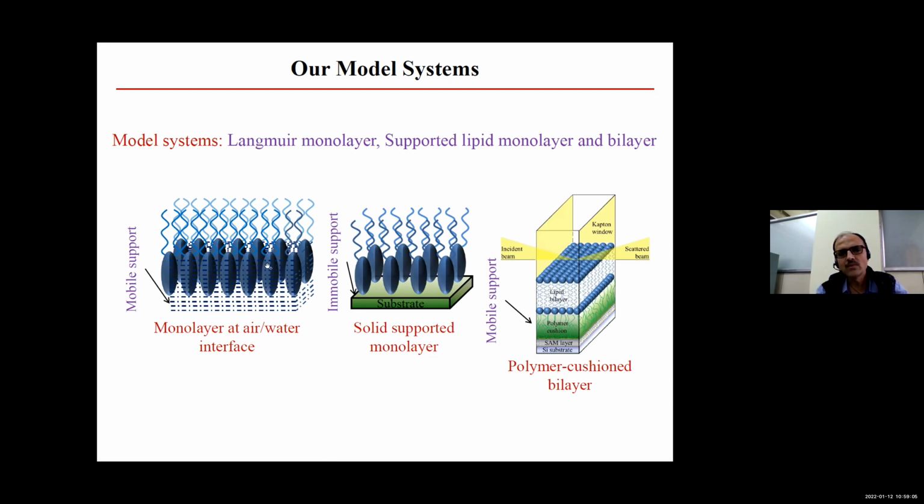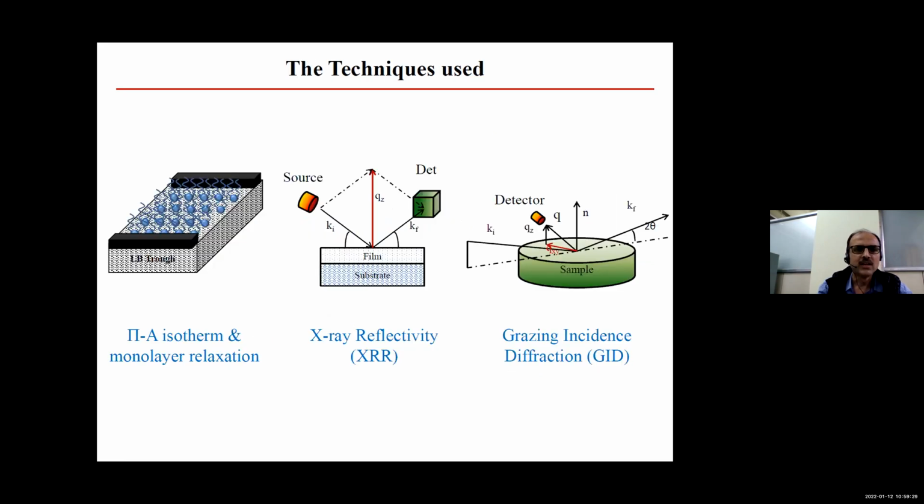And then we have added proteins in the monolayer, or in the case of this lipid bilayer, it's a special cell. So there is a water window here. So we can add proteins in there, and then we can see how these structures are changing or how these structures are modified. So what are the techniques we use?